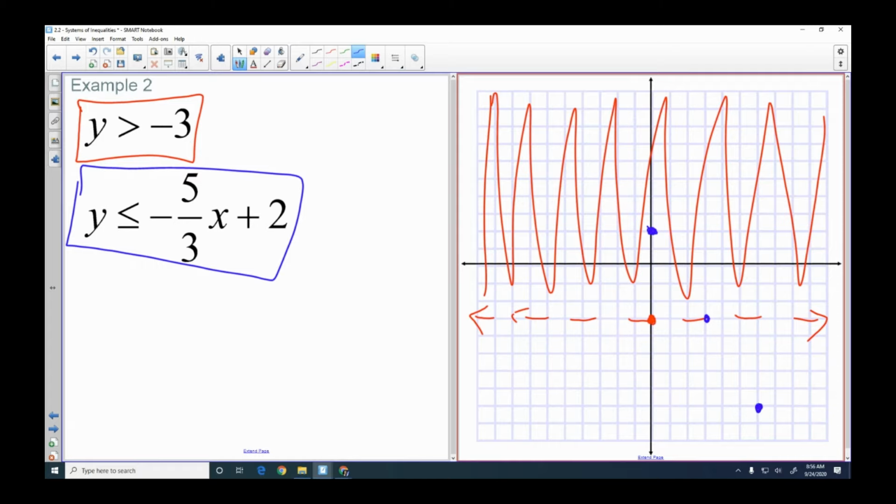I can also go backwards for both of those directions. Up 1, 2, 3, 4, 5, left 1, 2, 3. So those are my points for my line, my guide. But now will it be a solid line or a dashed line? If I look at that inequality symbol, I see it's got that or equals to solid line underneath it. So we do draw a solid line to connect these dots.